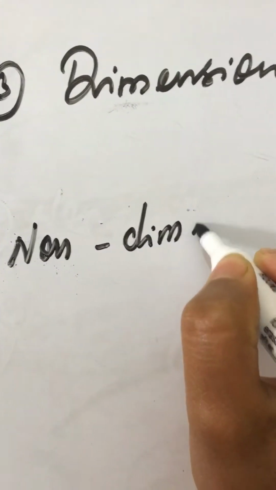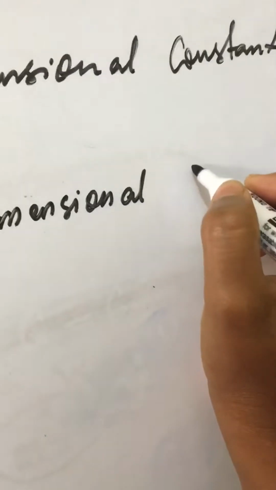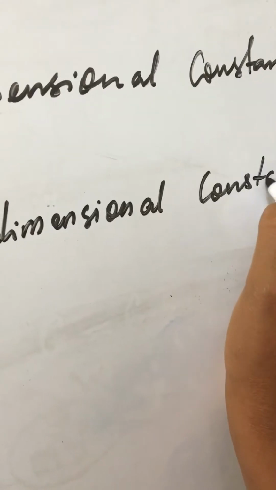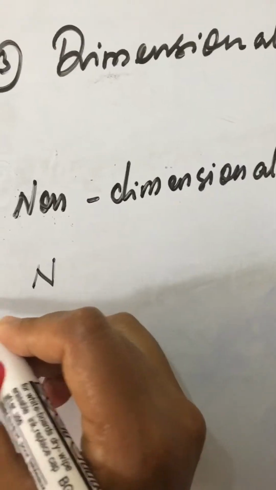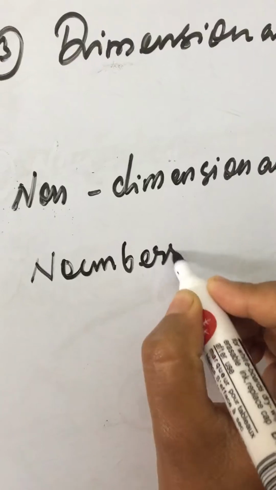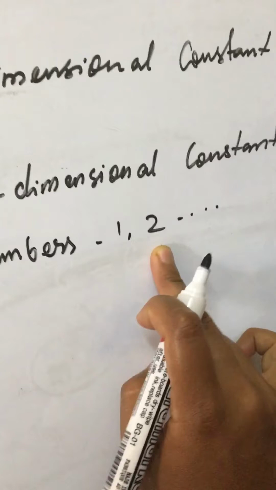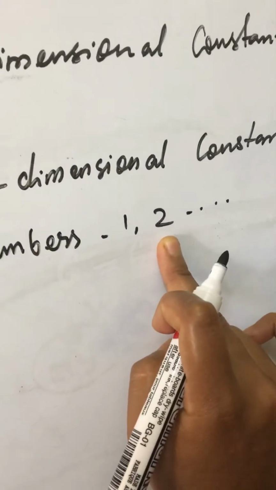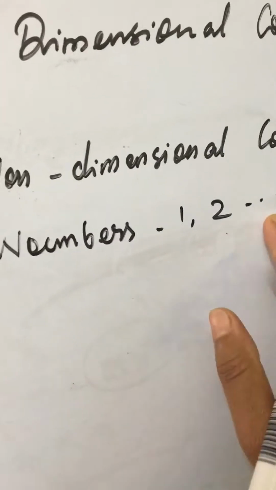Non-dimensional constant. The name itself says it does not have dimension, and it is a number. For example, all the numbers, like 1, 2, whatever it is. Do they have a unit? No. So what is the dimension? No dimension. So they do not have the dimension.